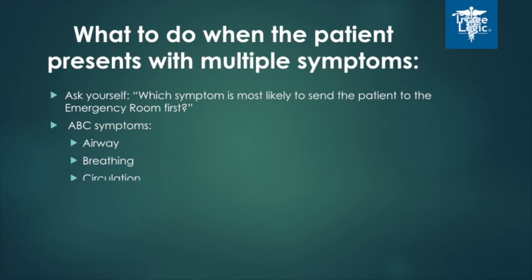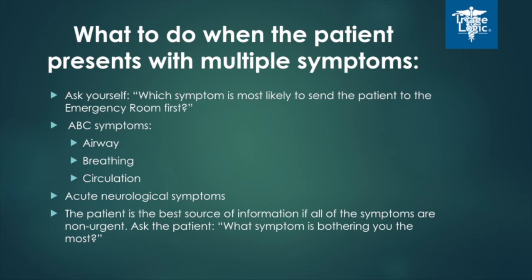Those symptoms that should come to mind first are the ABCs: the airway, breathing, and circulation symptoms, along with any acute neurosymptoms. The patient is the best source to ask this question. Asking what symptom is bothering you the most will guide the nurse to the most appropriate protocol to use first.